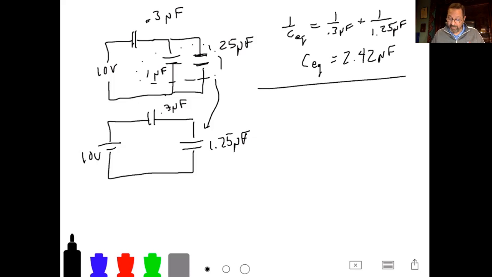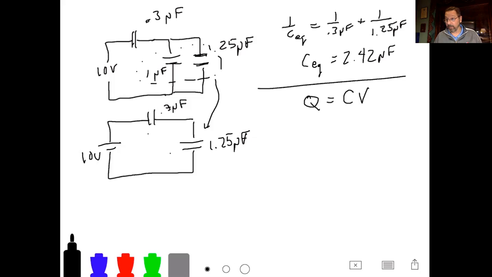Once I've got that, why did I do that? Well, we have an equation, Q equals C times V. If I'm trying to find the charge on a capacitor, and I know its capacitance, I need to know what the potential is across that capacitor. The problem here, as we said in the series discussion, is that there is not 10 volts across the 0.3 microfarad capacitor, and there is not 10 volts across the 1.25. It's some fraction of that.